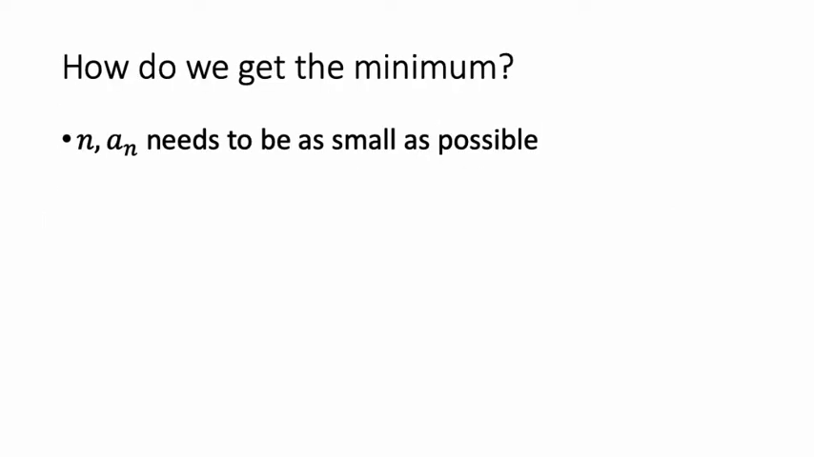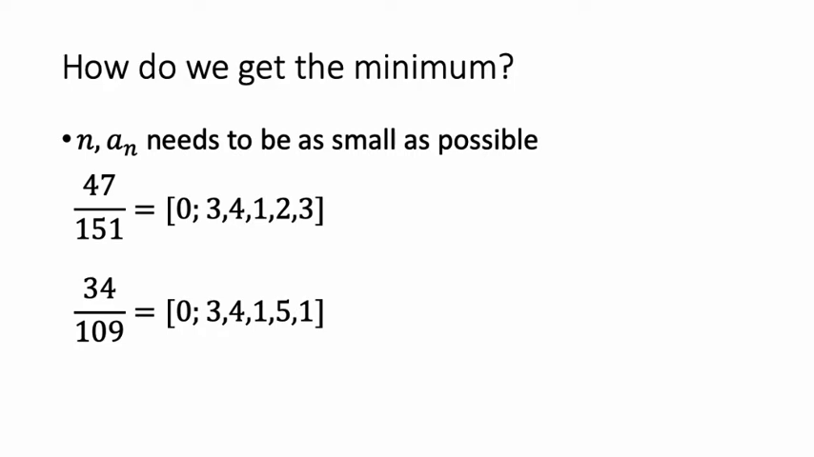Before we look at our problem, let's think about how we will find the minimum of the denominator. If we want to get the minimum of the denominator, we have to notice two things. The number of items in the continued fraction needs to be as small as possible. That means n needs to be as small as possible. While the last number in the continued fraction also needs to be as small as possible. So n and an need to be as small as possible. Only in this way can we get the minimum.